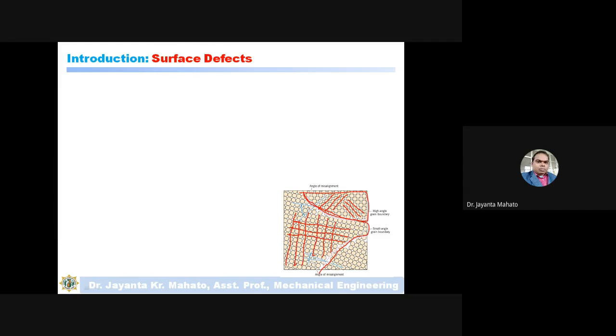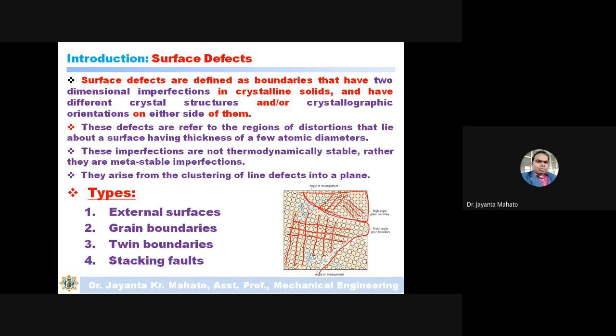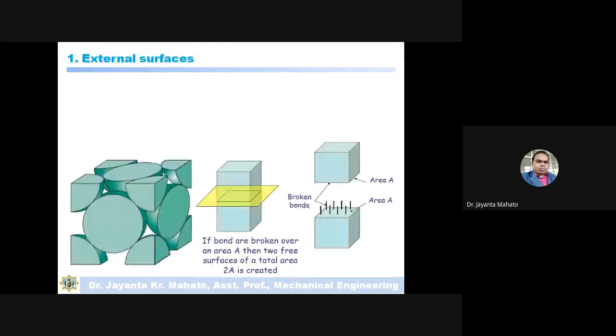Okay, so now there are actually four types of surface defects. One is external surface defect, another is grain boundary defect, third one is twin boundary defect, and fourth one is a stacking fault. So first is external surface.